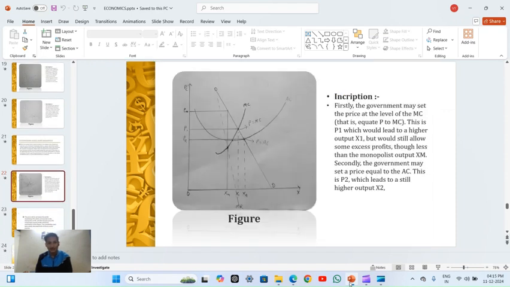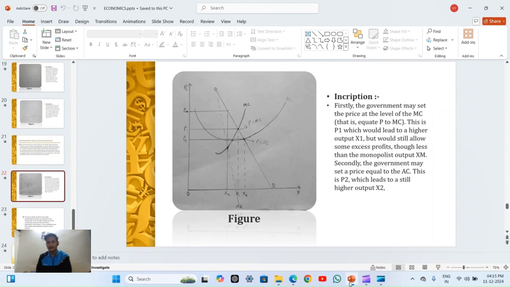So here is the figure. You can see the MC and AC curves. The description of this figure is that firstly the government may set a price at the level of MC, that is P equal to MC. This is P1, which would lead to a higher output X1, but would still allow some excess profits, though less than the monopolistic output Xm.